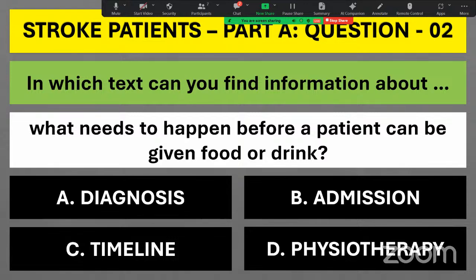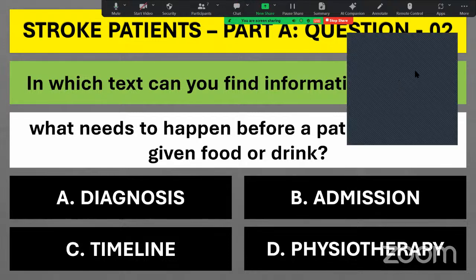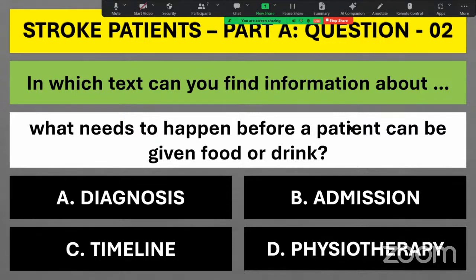They'll get a stroke, then they will admit, and afterwards, after some time, they will give food and drink. Okay, 5 people have given the answer. Very good. All have said it is B. Yes, you are right. The next one.